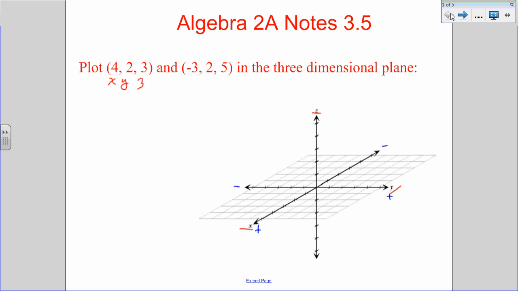All right, I need to graph -3 on the x, +2 on the y. So I'm going to go -3 on the x, 1, 2, 3. +2 on the y, 1, 2. And this is my little marker. I need to pull that up 5 spaces because z is a +5.